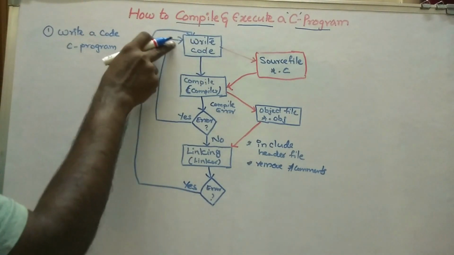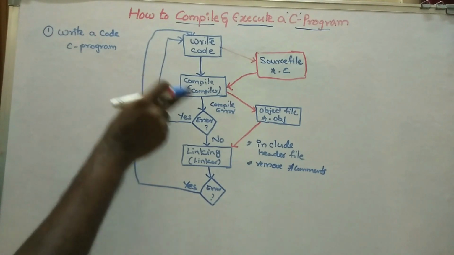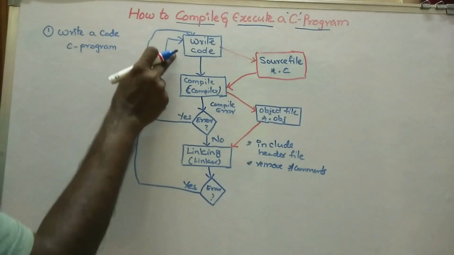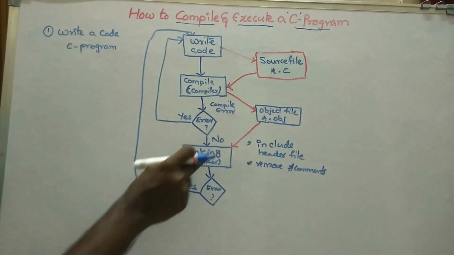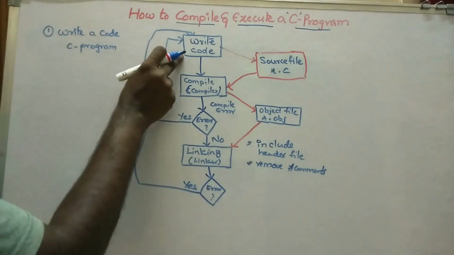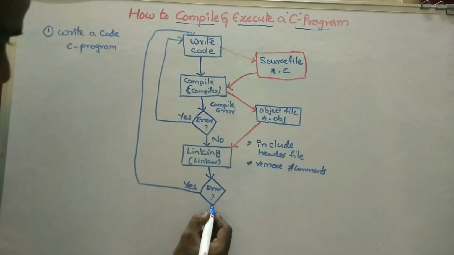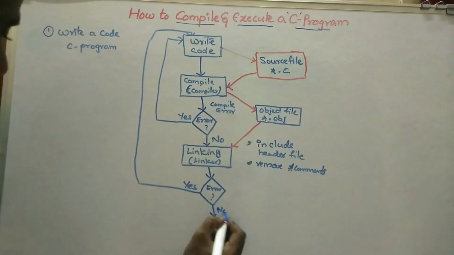Check your code, rewrite it again, and you have to compile. If there is any error, again rewrite; otherwise go to the linking. In this linking, if there is an error, again go to the rewrite; otherwise we go to the next step, if there is no error.